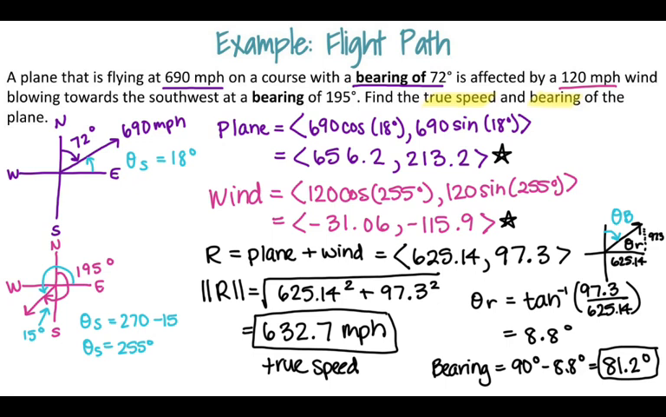True speed comes from finding the magnitude of the resultant vector, which was 632.7 miles per hour. The bearing comes from finding the direction. We start by finding the reference angle first, but since bearing is from due north, we take 90 minus that reference angle to get the actual bearing. All right, so that concludes our video on finding true speed and bearing for this particular example.